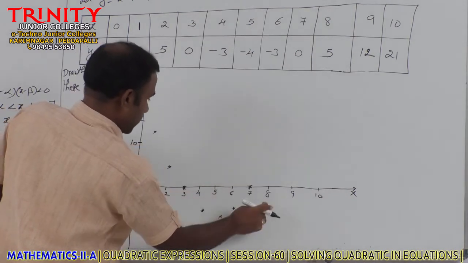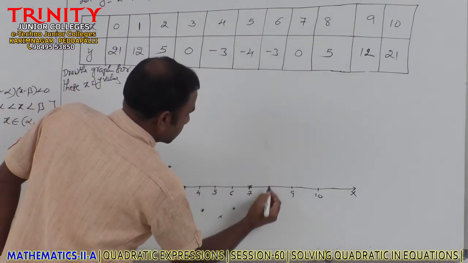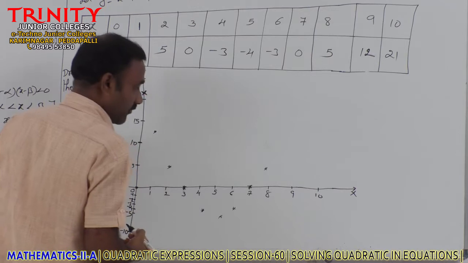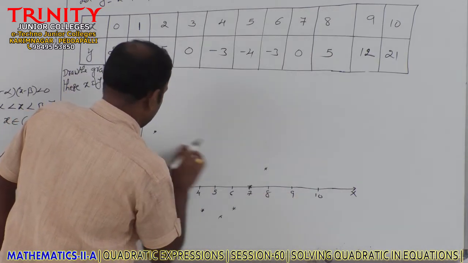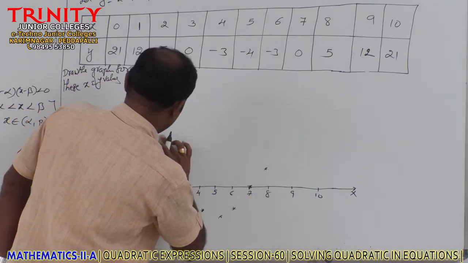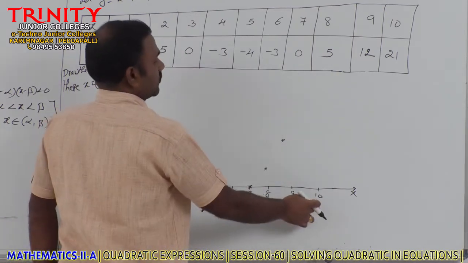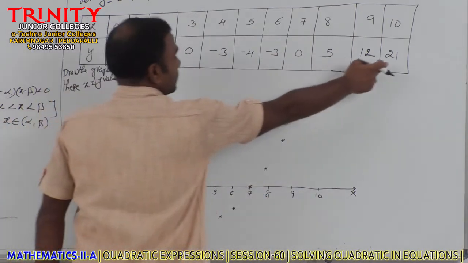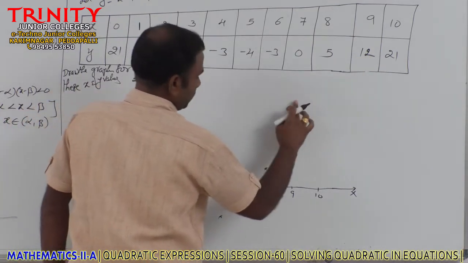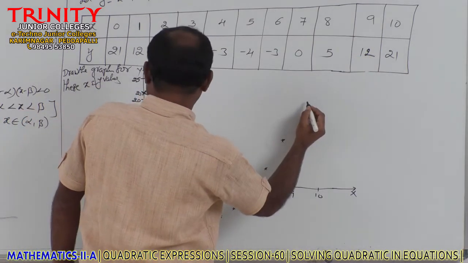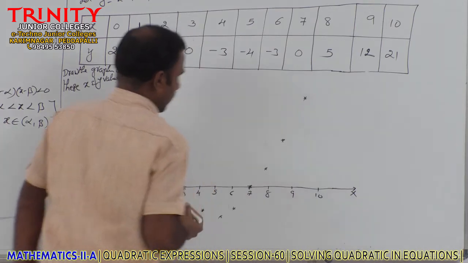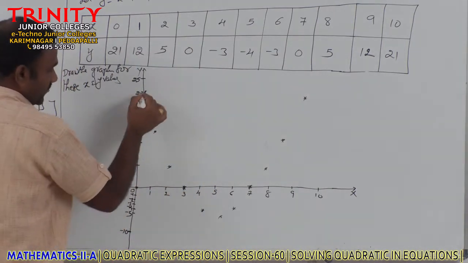Sorry, 5 is here. When x is equal to 8, the value of y is 5. When x is equal to 9, it is 12. When x is equal to 10, the value of y is 21, approximately here. Now draw all these points.